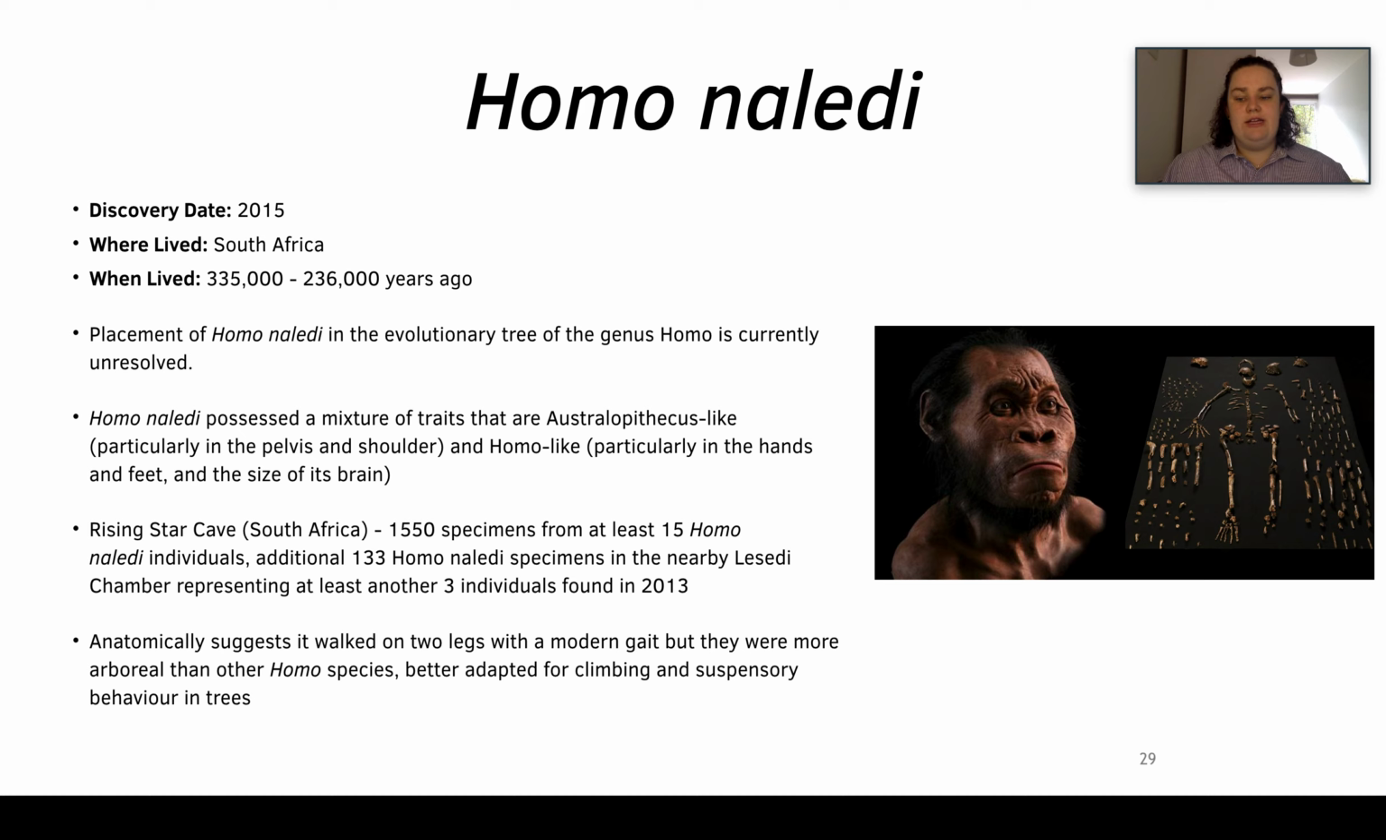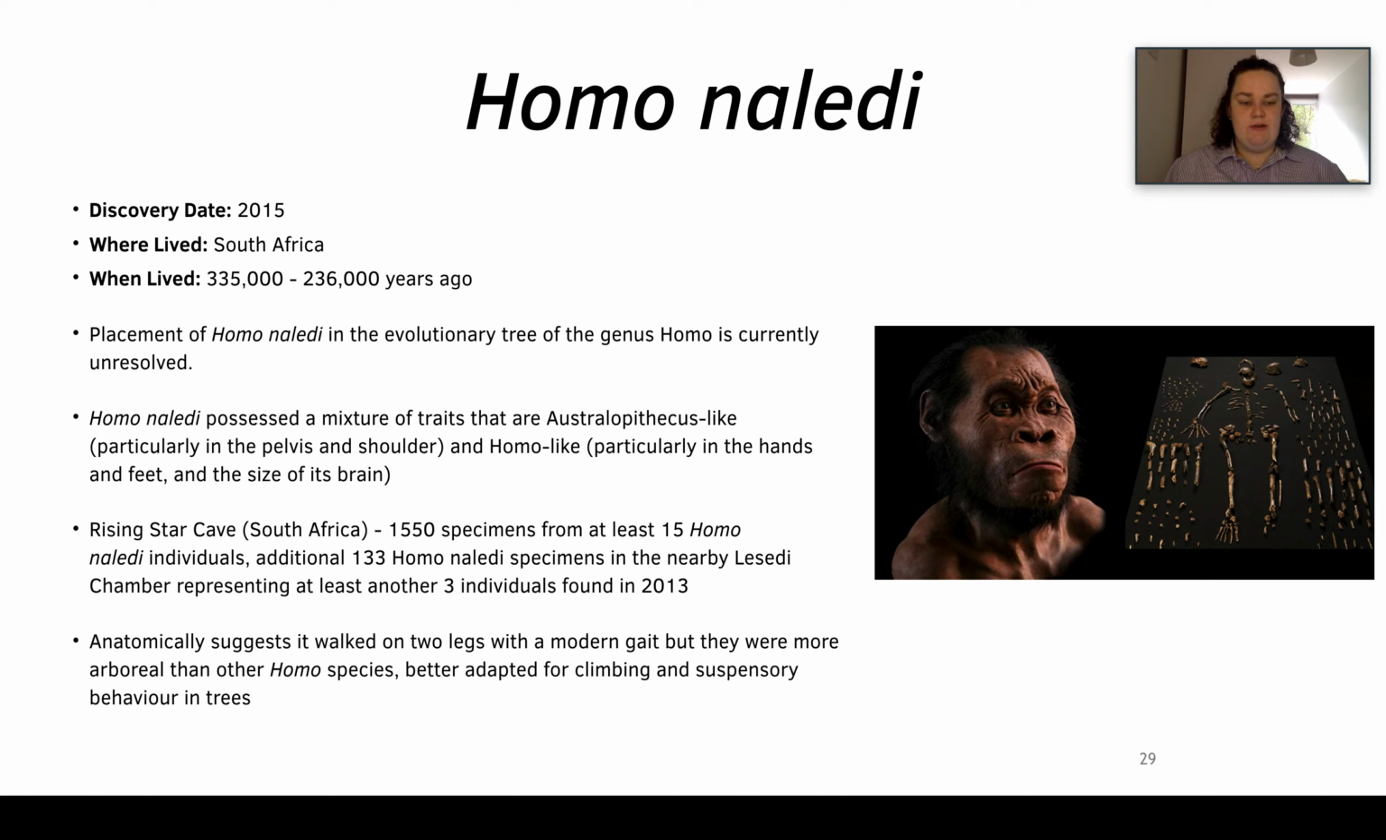So Homo naledi was found in the Rising Star Cave in South Africa, and they found a huge amount of them. They found 1,550 specimens from at least 15 individuals. And then they looked in another cave, just down the road from this cave, and they found an additional 133 specimens, which represents at least 3 individuals. So that's a huge amount of them.